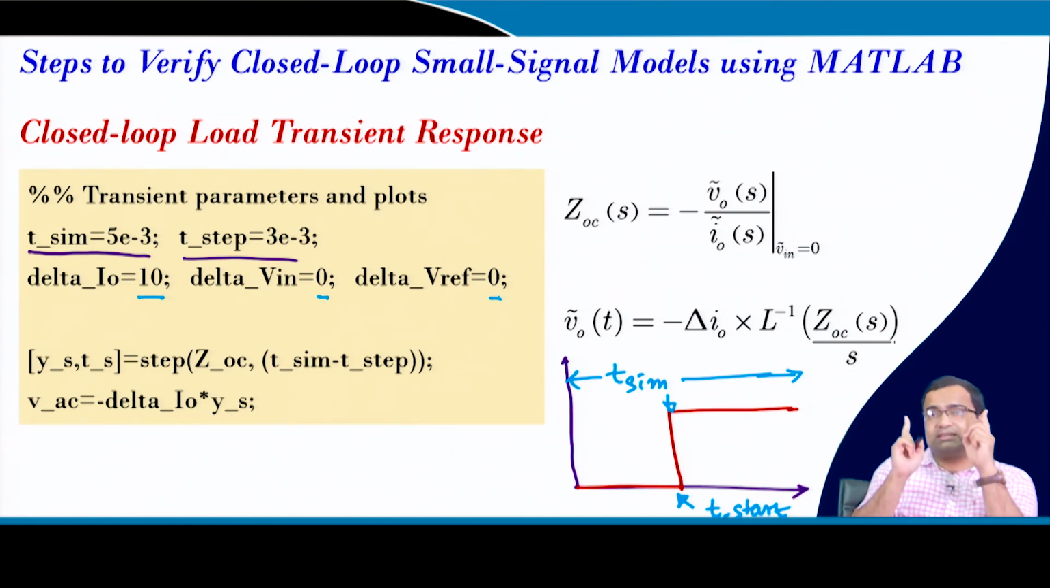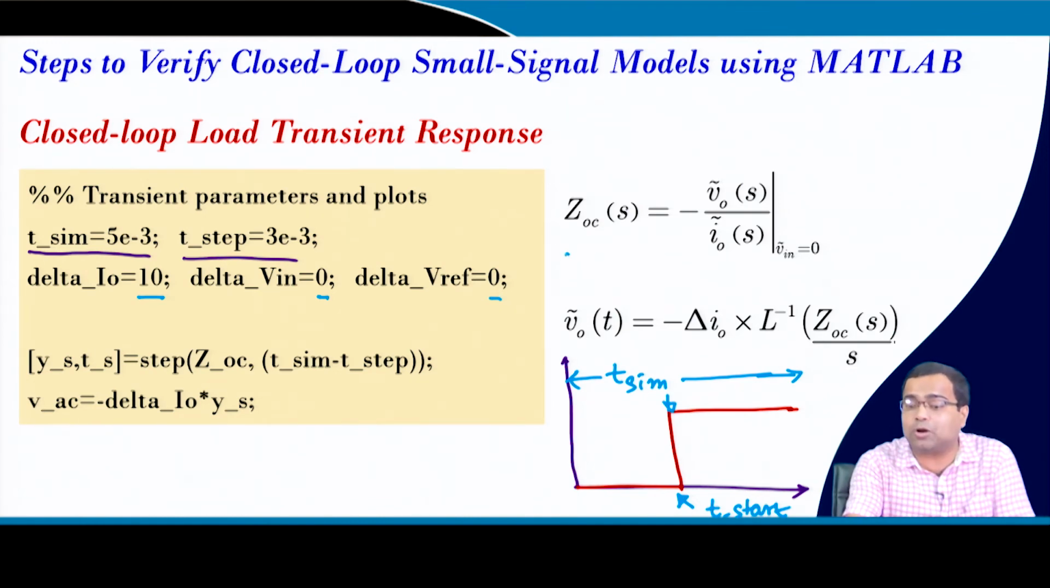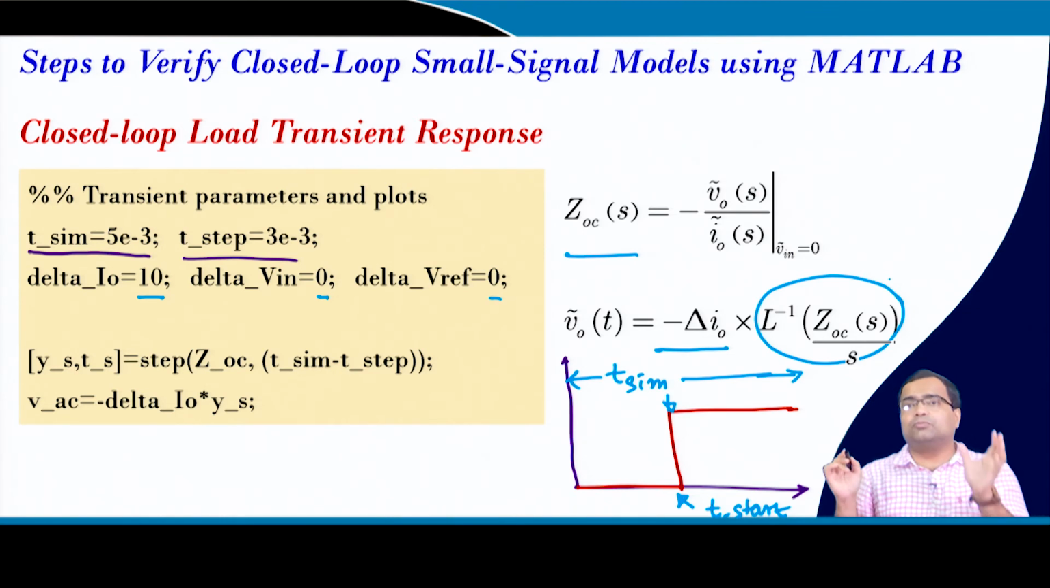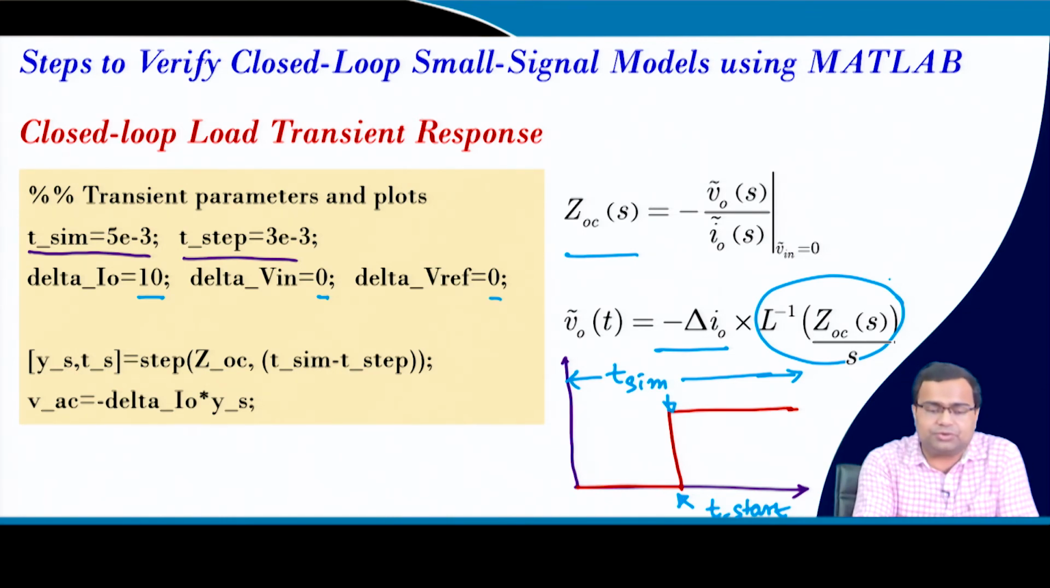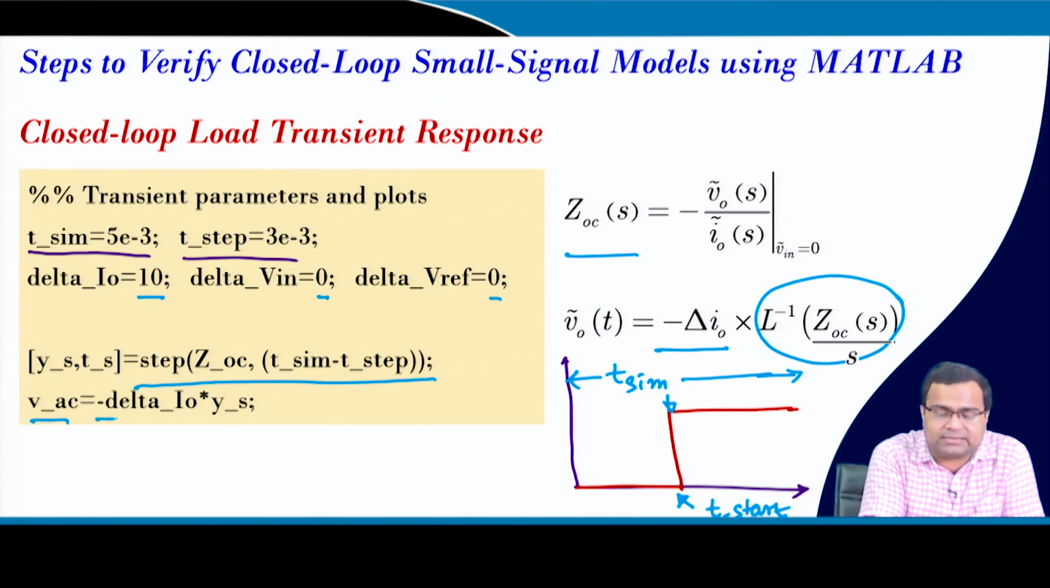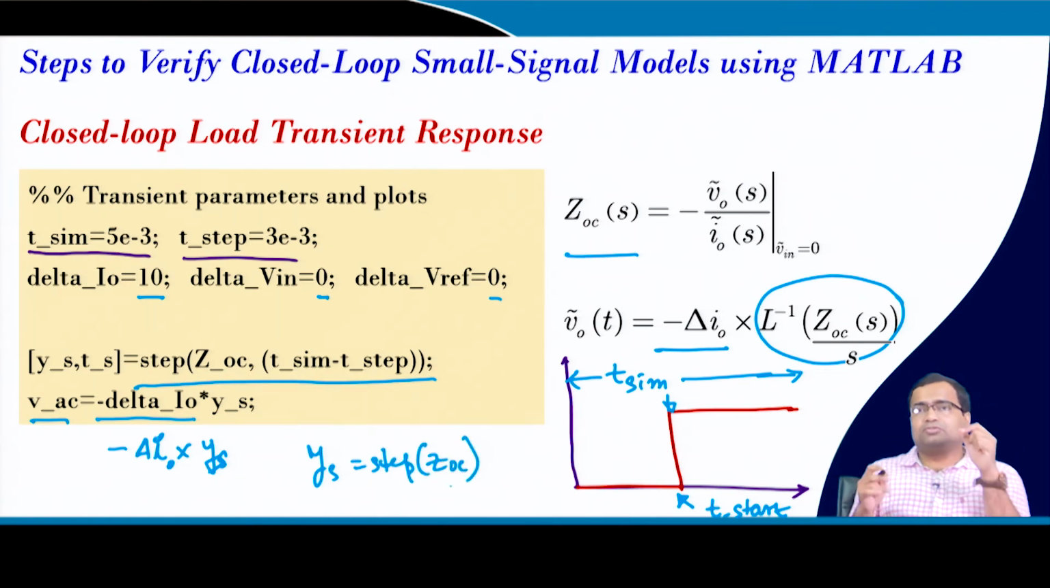So, I want to measure the load transient response by closed loop output impedance. That means, it is minus load step size and step response of the closed loop output impedance, which is the inverse Laplace. So, this is the step response of the closed loop output impedance, and the AC response will be minus delta I 0 into my Y of S, where Y of S is my AC response. What is my Y of S? So, it is my step response of my ZOC. So, it is a unit step response.